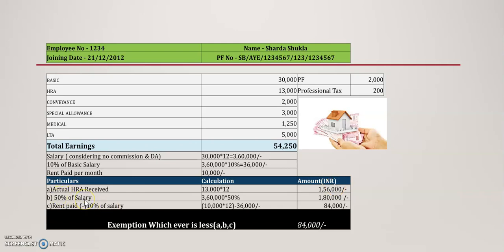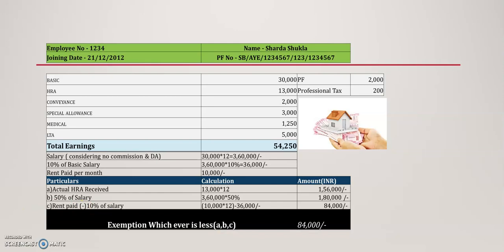And then 50% of salary, assuming that this is a metro city where she is staying. So 50% would come to 3,60,000 yearly salary multiplied by 50%, which is 1,80,000. And then the rent paid is 10,000 multiplied by 12 months, that is 1,20,000, minus 36,000, which is 10% of basic salary, so it's 84,000. So considering the least of the three, it's 84,000. 84,000 would be the exemption under section 10(13A).